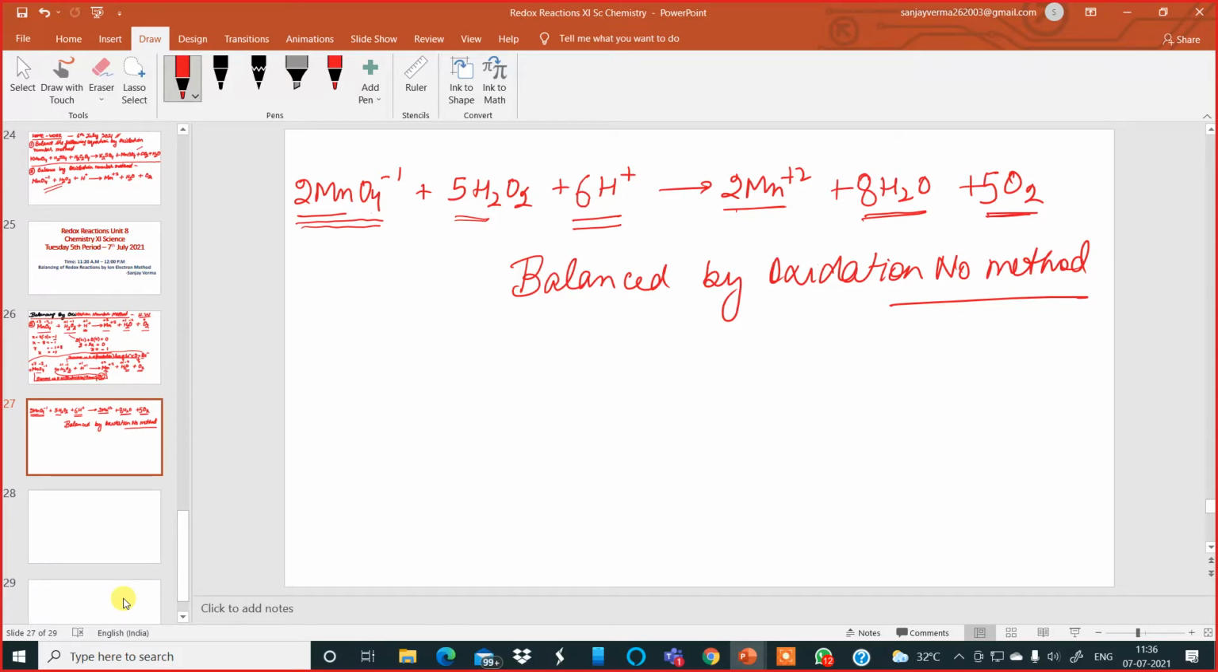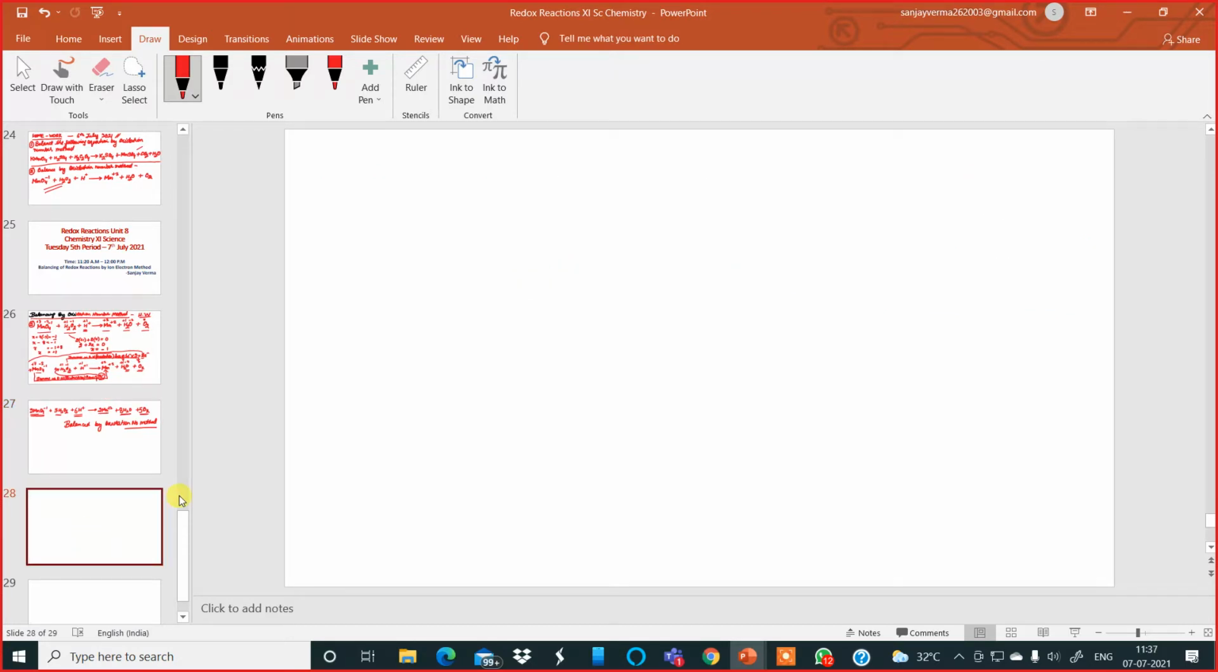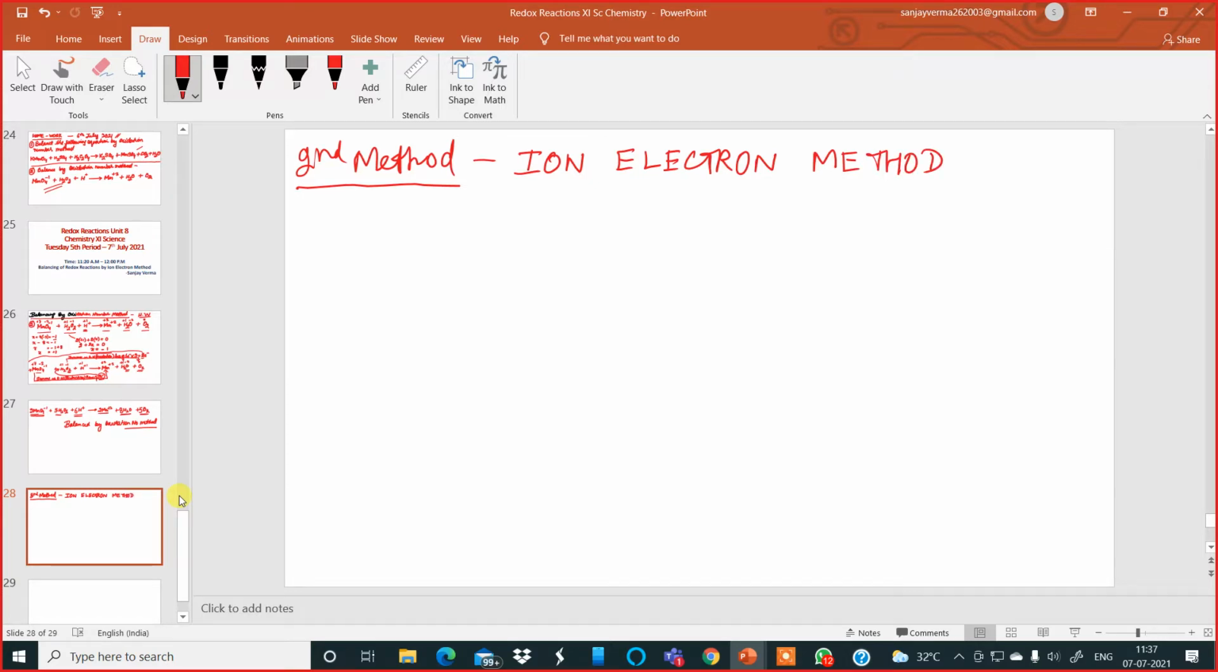Now today I will teach you all boys how to balance redox reactions by the next method, which is called the ion electron method. The second method is called the ion electron method, and this method is much more important than the previous method. I've written over here second method, and the name of this method is ion electron method.